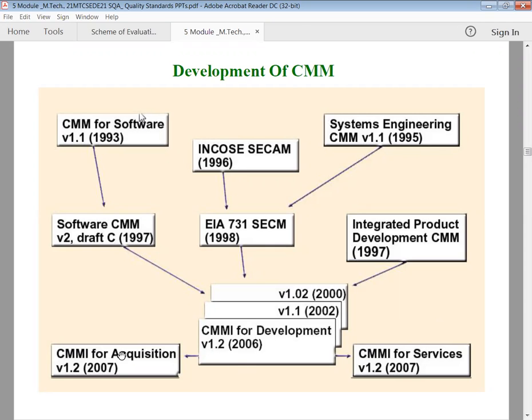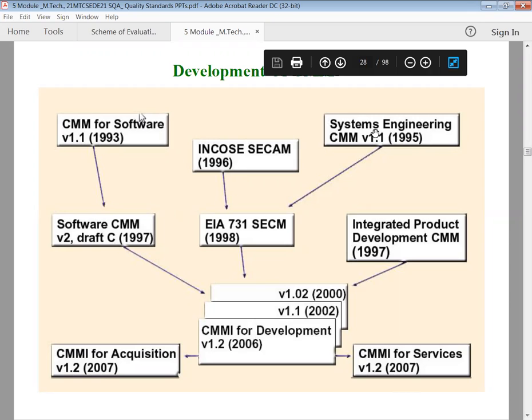After 2002, during 2007, we have CMMI for acquisition version 1.2 and CMMI for services version 1.2. They released 2 versions, 2007 acquisition V1.2, services V1.2 versions are released. And during 1995, the version 1.1 was released.